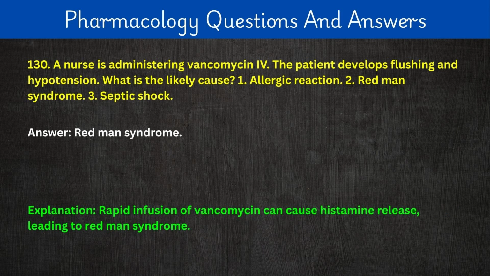130. A nurse is administering vancomycin IV. The patient develops flushing and hypotension. What is the likely cause? 1. Allergic reaction. 2. Red man syndrome. 3. Septic shock. Answer: Red man syndrome. Explanation: Rapid infusion of vancomycin can cause histamine release, leading to red man syndrome.